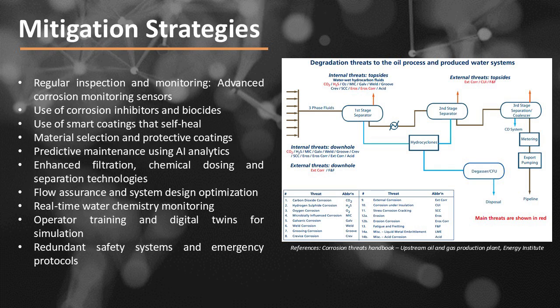Mitigation strategies. Number 1, regular inspection and monitoring, advanced corrosion monitoring sensors. Number 2, use of corrosion inhibitors and biocides. Number 3, use of smart coatings that self-heal. Number 4, material selection and protective coatings. Number 5, predictive maintenance using AI analytics. Number 6, enhanced filtration, chemical dosing and separation technologies.